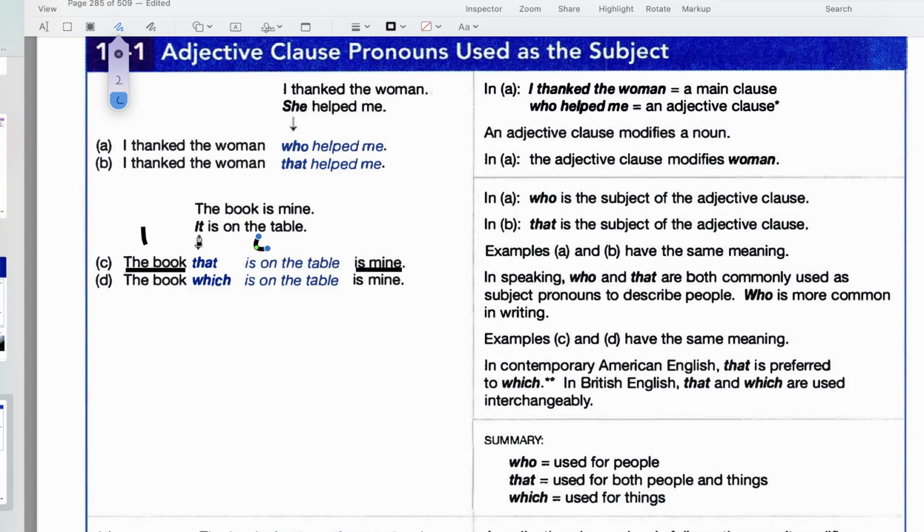And so it comes from the main sentence, it is on the table. But since I want to take this main sentence and put it into the book is mine, so those two sentences come together, then I'm going to get rid of it. See that? I'm going to get rid of it and replace it with that or which. These are the two relative pronouns that can represent things. Okay? So that can represent a person or a thing, and which only represents things. It does not represent people ever. Just remember that. Which never represents people.